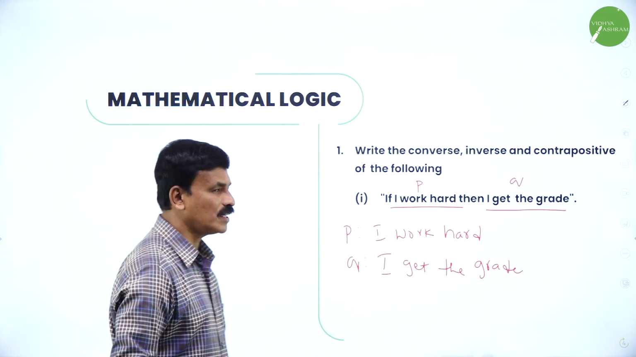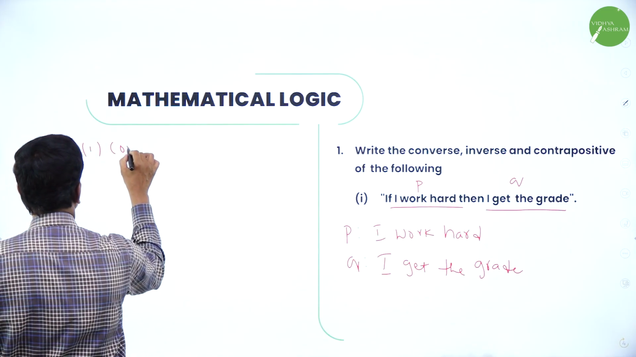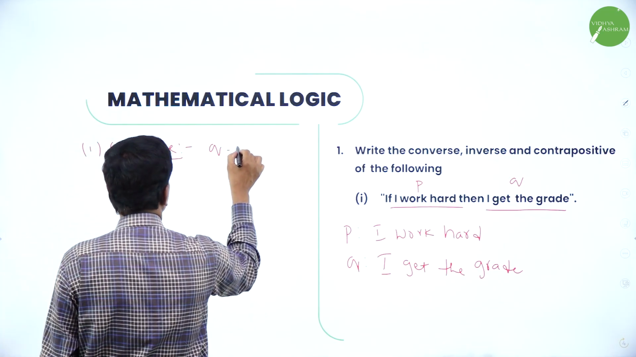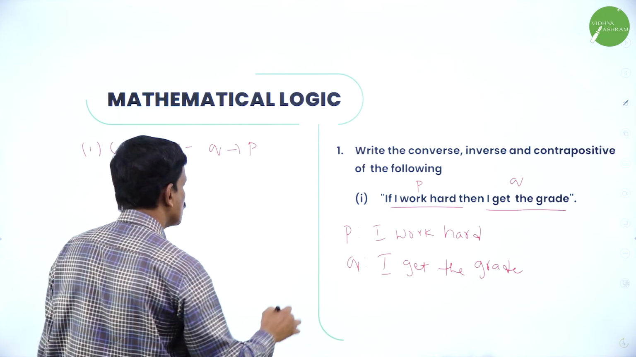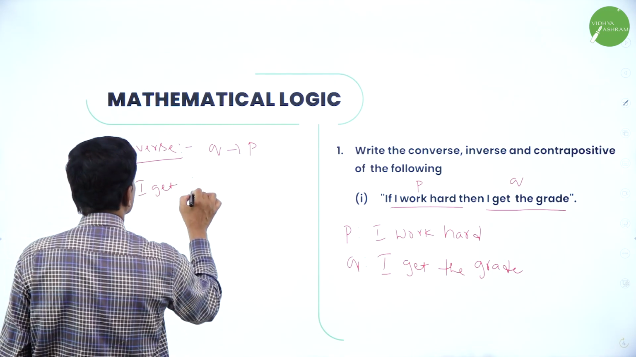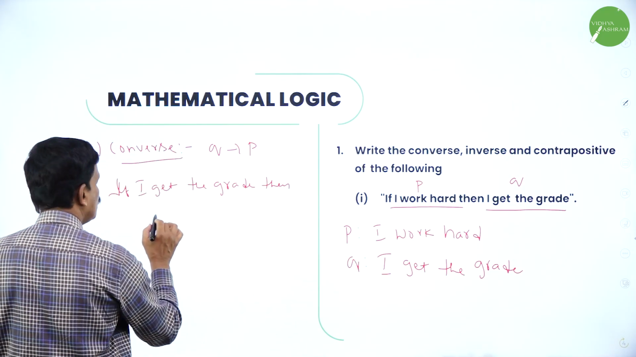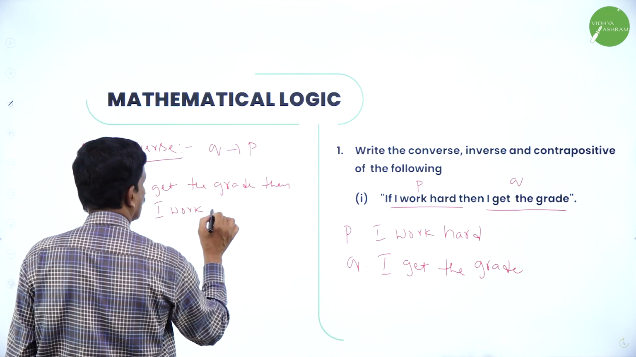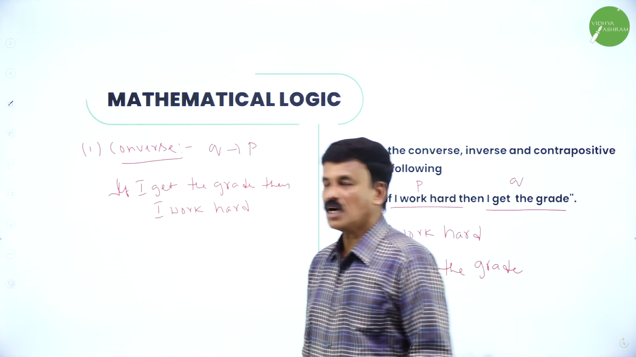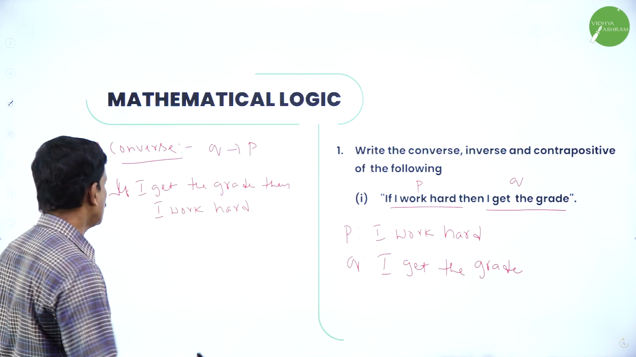Now, just write down one by one. First, write the converse. The converse of the given statement is Q conditional to P. What is Q conditional to P? If I get the grade, then I work hard. That's it. So the converse is: if I get the grade, then I work hard.